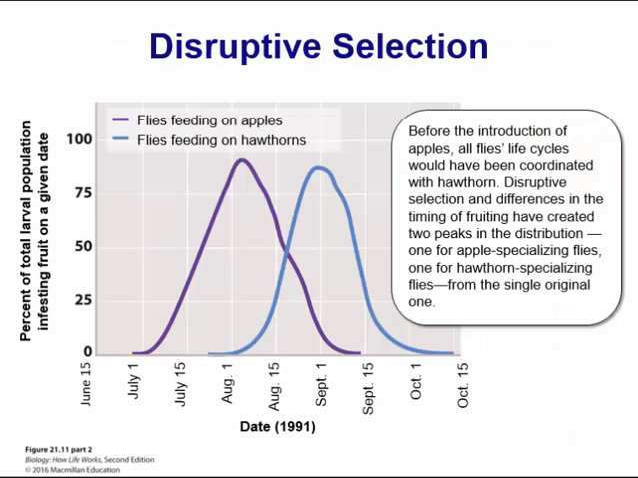Here's another example of disruptive selection. We have flies that feed on apples versus flies that feed on hawthorns. And so before apples were introduced into North America, that's where this example is happening, these were flies that were just feeding on hawthorns. But as apples are introduced, you see some of those starting to take advantage of apples, and so much so that by, say, 1991 here, we actually have different populations of flies. So we're starting to see this separation and really on the way to speciation of these two different flies.